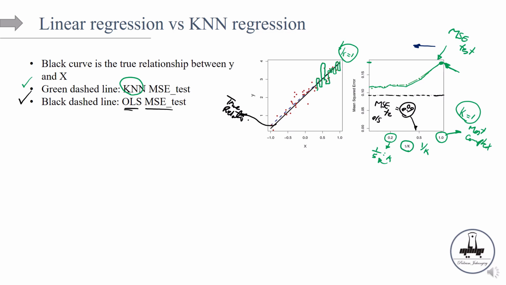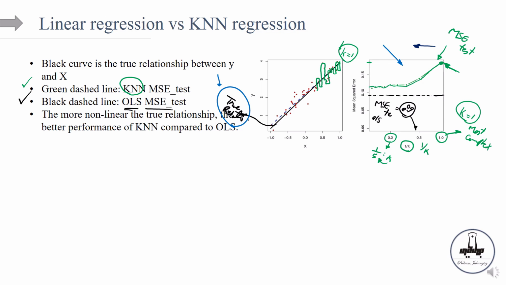So it seems that when the true relationship in the data is linear, KNN, regardless of the value of k, is not performing as well as our simple OLS, right? So KNN is always going to do a worse job compared to a simple OLS when the true relationship is linear. Now, what if the true relationship becomes more and more nonlinear? So what does that mean? The more nonlinear the true relationship, the better the performance of KNN compared to OLS.